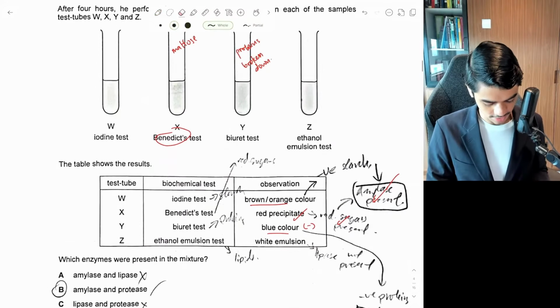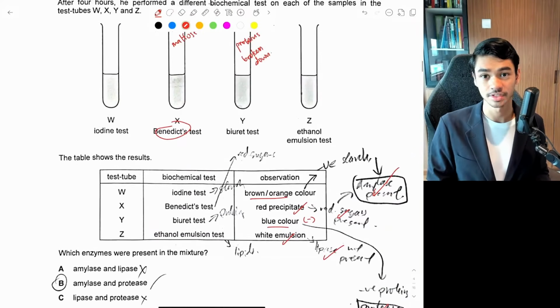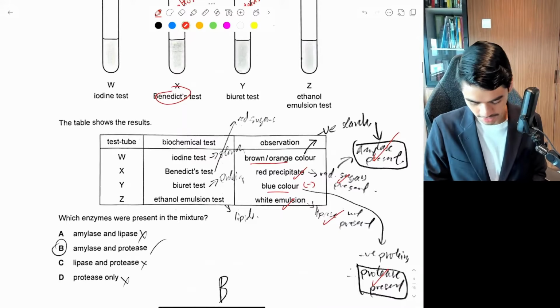Then Z, the ethanol emulsion test, white emulsion, shows that fat is present, okay, and therefore lipase is not present because fat was not digested. So yes, the answer is B.